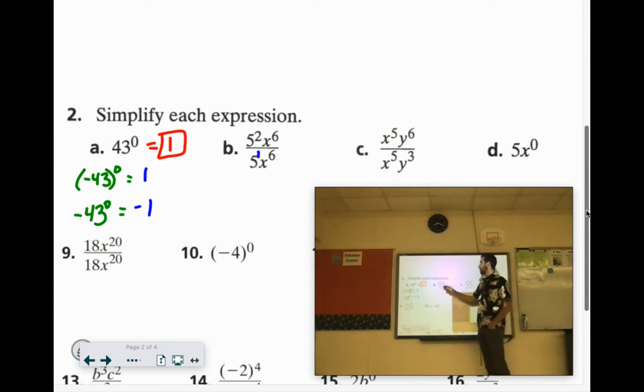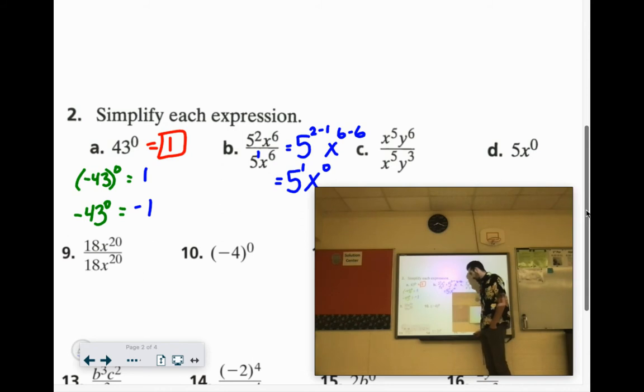All right, on B, we're subtracting the exponents. 5, it'll be 2 minus 1. For x, it'll be 6 minus 6. 2 minus 1 is 1, so we have 5 to the first power. We'll have x to the 0 power. Anything to the 0 power is just 1, so you can just get rid of it, because 1 times anything is just that number. That's our identity property of multiplying by 1. So then we're left with 5 to the first power, which is 5.